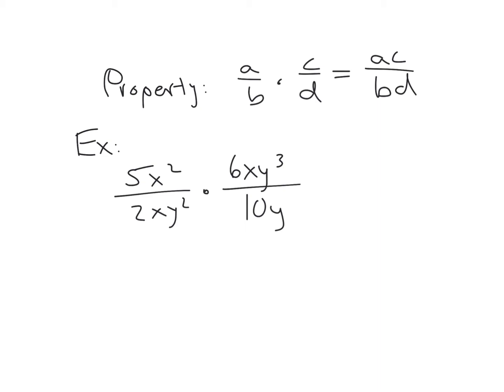Picture this whole piece as the A, picture this whole piece as B, and so on. Sometimes people think A is an individual thing, like the 5 is the A, but think of A as the 5x squared. Hopefully that'll make more sense of the property itself.